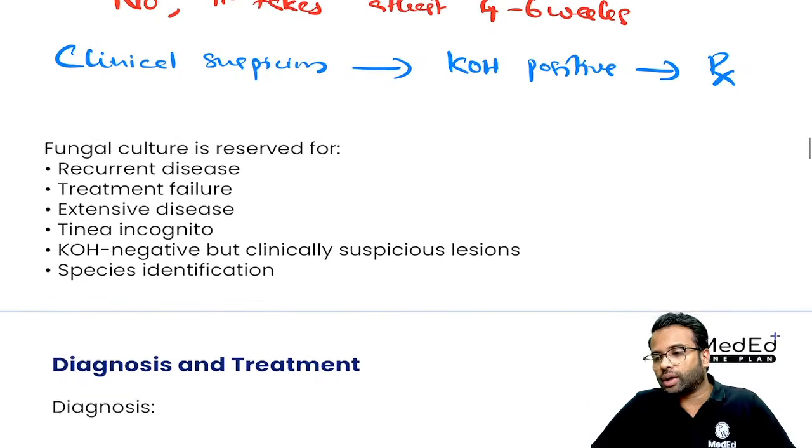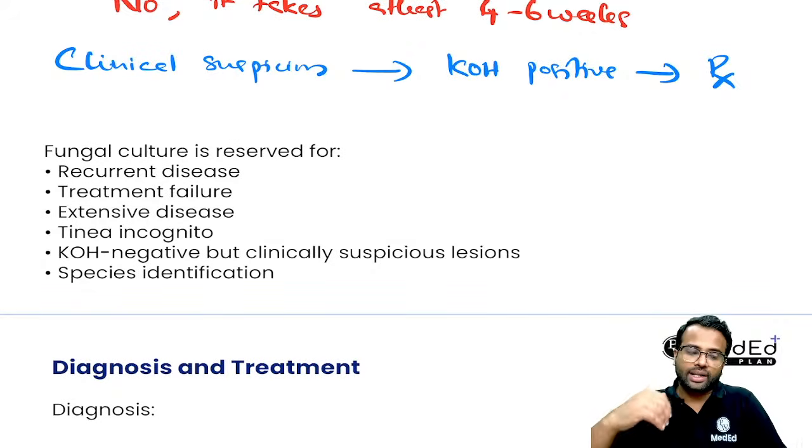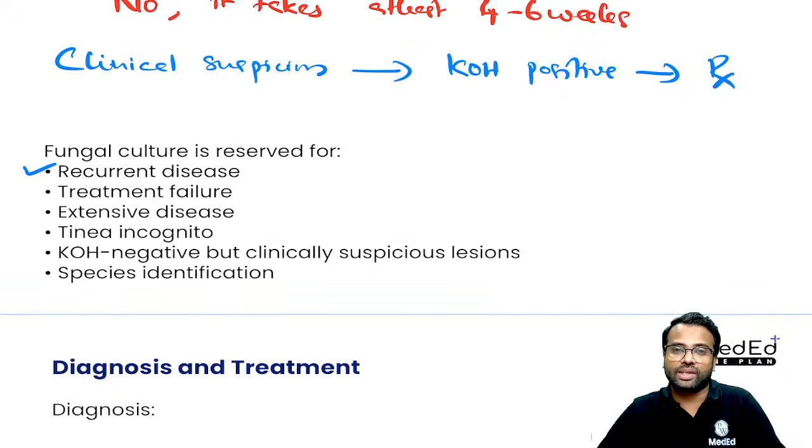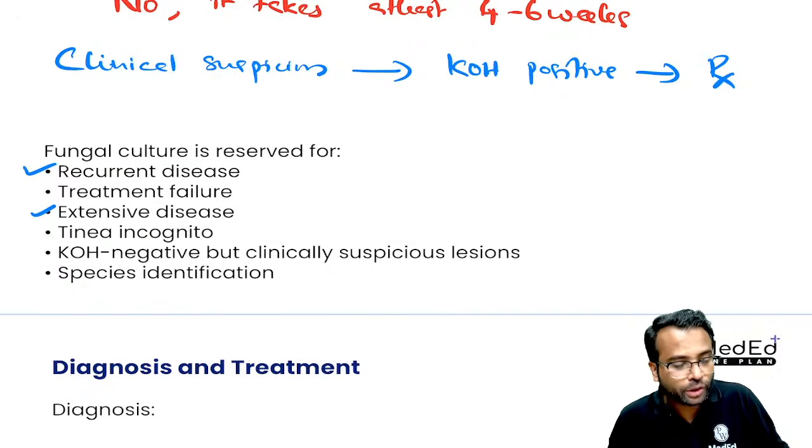And when do we do a fungal culture? We definitely do a fungal culture, but when do we do it? These are the circumstances when we do. If someone has recurrent disease, or extensive disease, meaning a large body surface area is going to be involved.